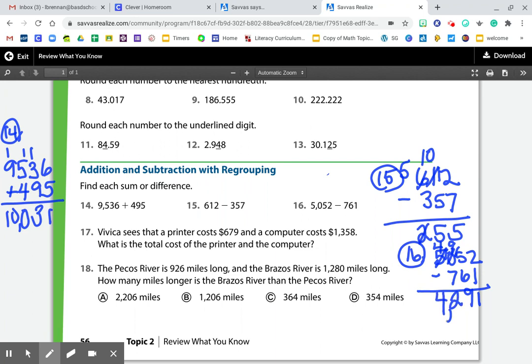The Pecos River is 926 miles long, and the Brazos River is 1,280 miles long. How many miles longer is the Brazos River than the Pecos River? So we're going to do some subtraction.